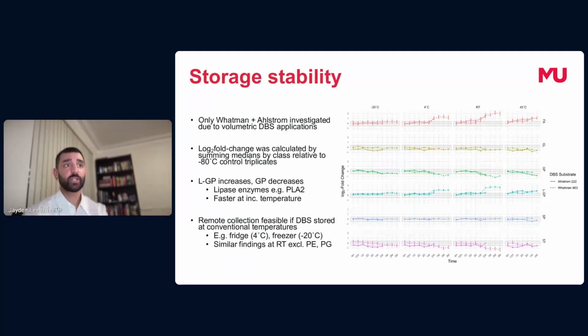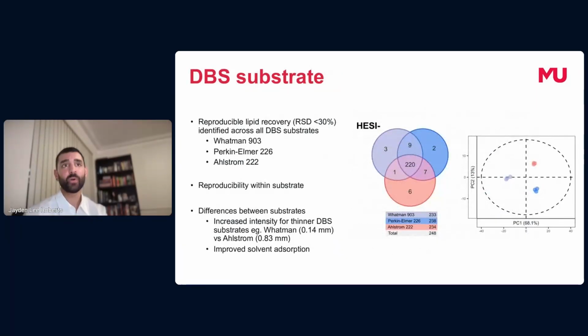One note here on DBS substrates in negative mode: we did notice a greater intensity for lipids that were recoverable across all 3 substrates, particularly leaning towards thinner DBS cards. For instance, the Whatman 903 showed a greater intensity, and this was hypothesized to be due to improved solvent absorption on the card, being a thinner DBS substrate.